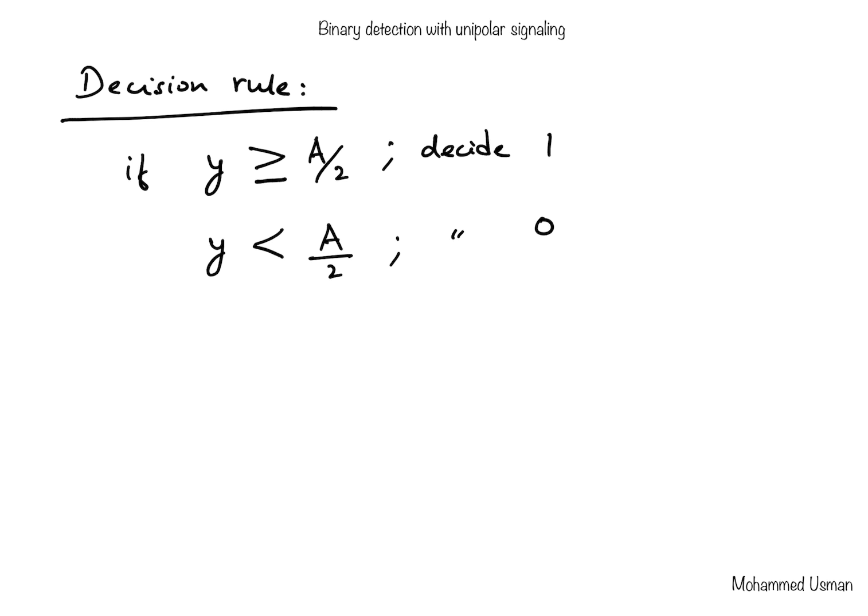The equal-to condition, we could have put it on the other side also, but we cannot have it in both places. That would not make a logical decision rule.